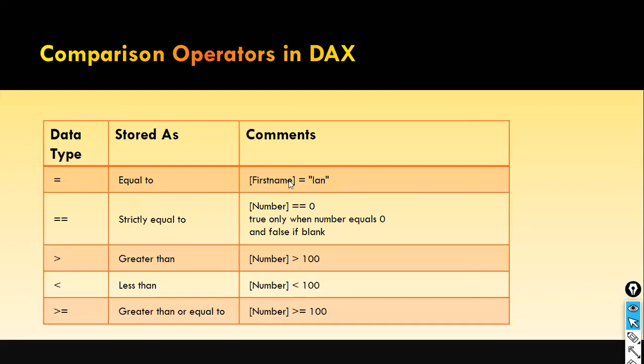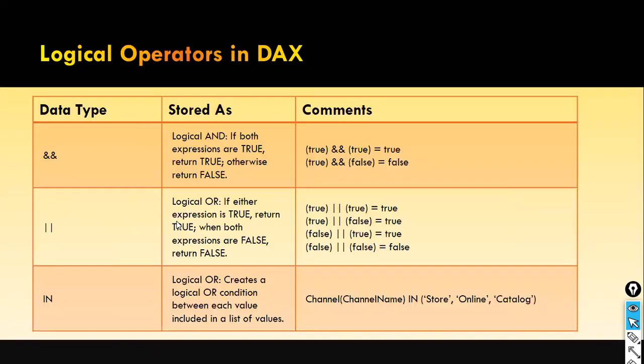And the comparison operator: equal to first name. If you want to compare whether a value is there in my data set's first name column, use the equal sign, and the strictly equal to is the double equal sign. Greater than, less than. For example, you want to check whether age is greater than 100 or sales is greater than 100, or sales is less than 100. So these are inequality operators, less than, greater than.